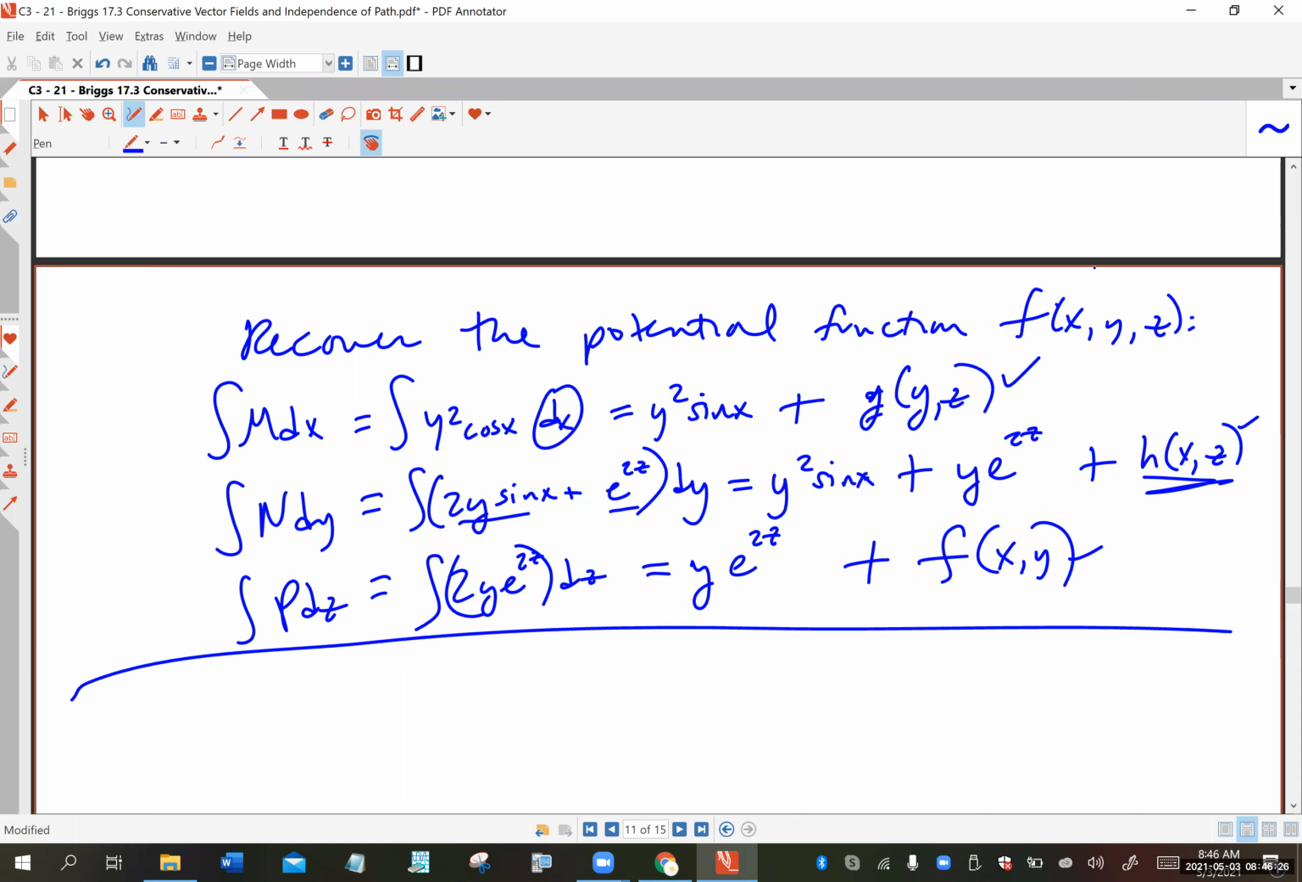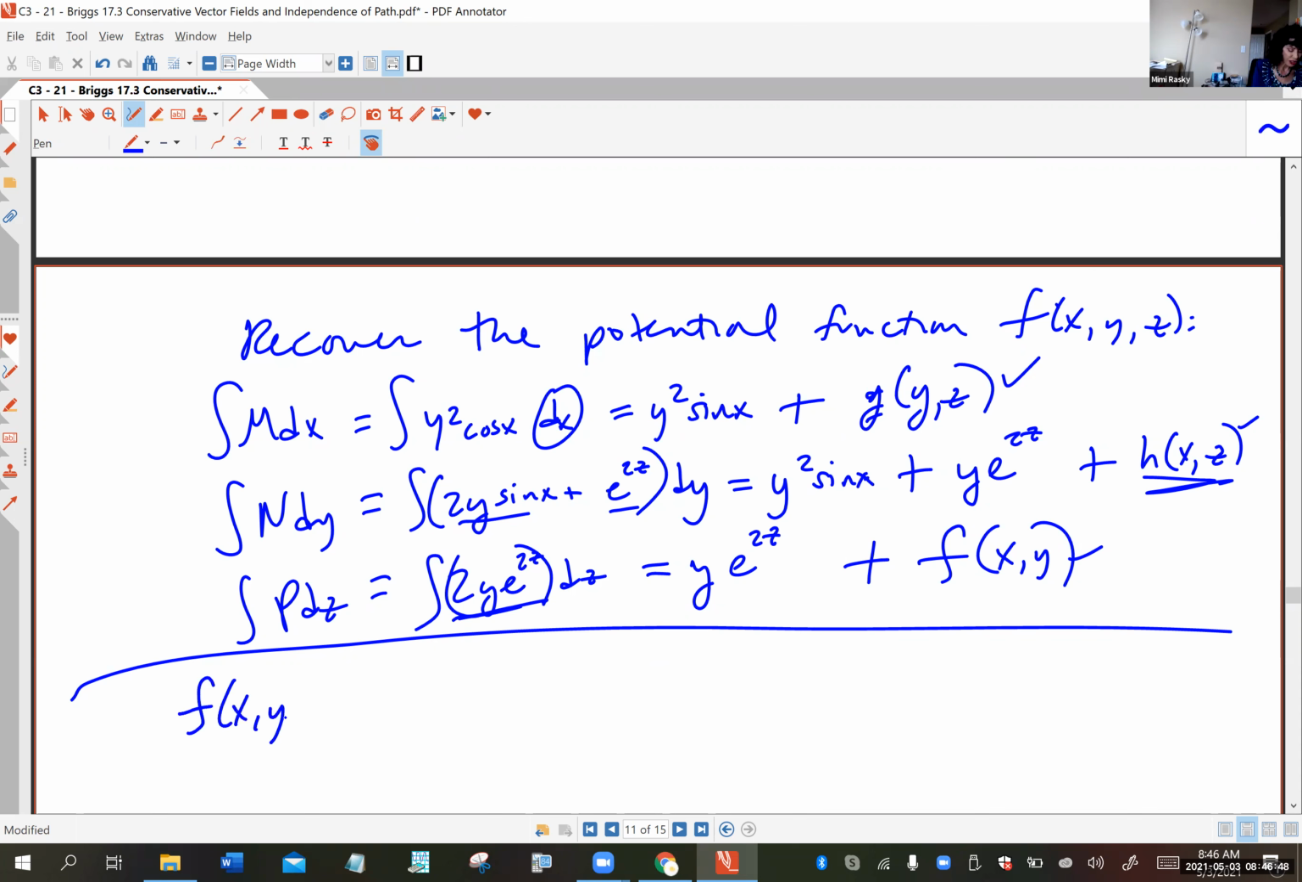Yeah. Since we were integrating with respect to z on the P function, when... oh, never mind. I see. I didn't see the 2y. Okay, I was a little confused there.